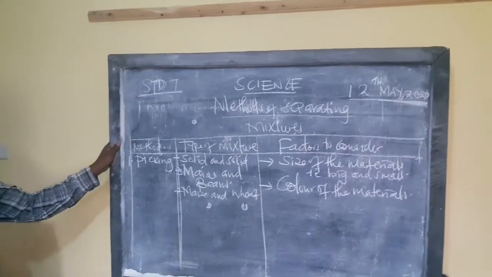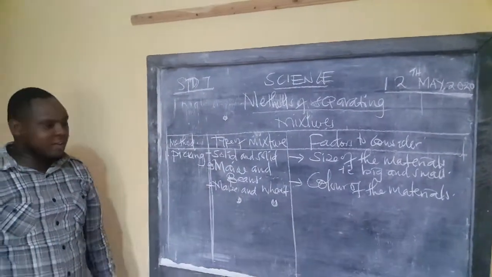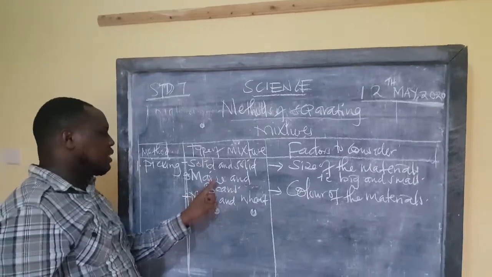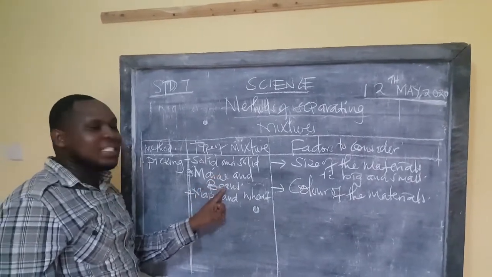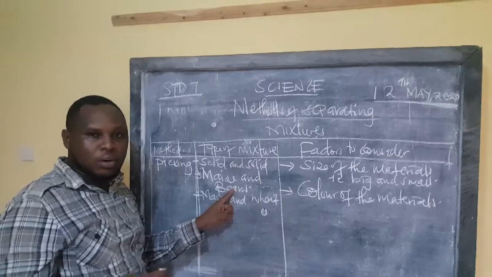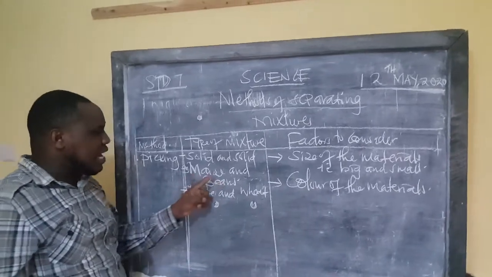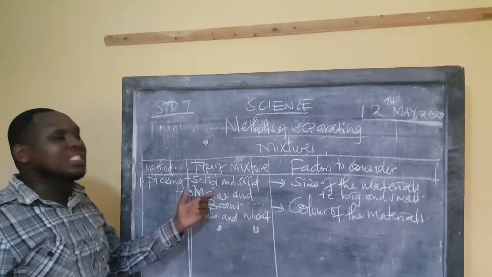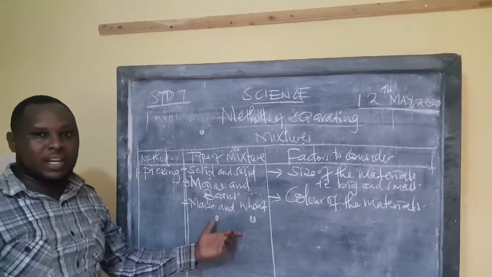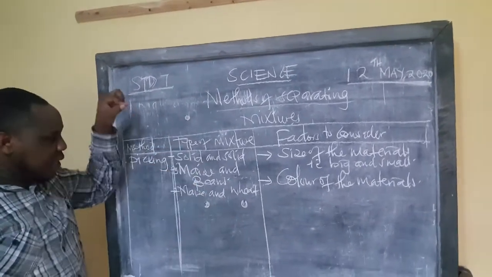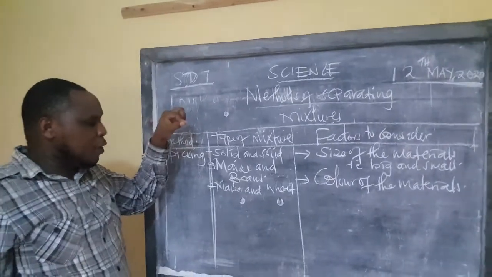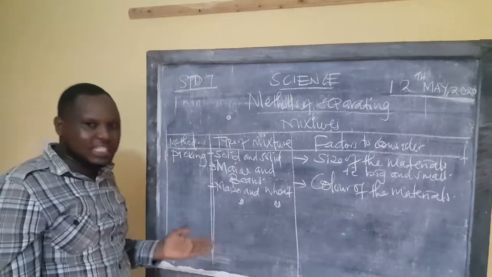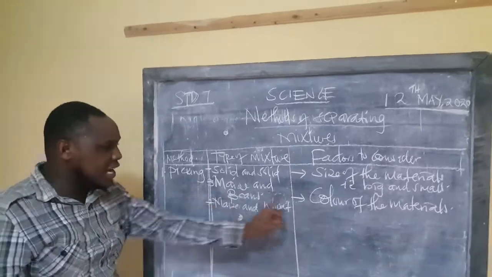Now, I want us to look at this first example that I gave here, maize and beans. Maize is white, beans can be reddish or mixed color. So you can clearly see that there are two different colors. So you can decide to pick the one that is white, which is maize, and leave the red. You'll be left with maize on one side, and beans on the other side, using color.